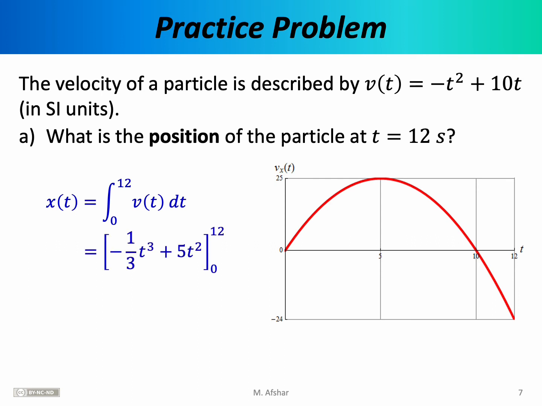We need to now take this function here and integrate it. This is a second order polynomial. Hopefully you remember how to integrate a second order polynomial. You can use the power rule for each term in the polynomial. The integral of minus t squared becomes minus t cubed divided by 3. And the integral of 10t becomes 10t squared divided by 2. And that gives me 5t squared. So the integral is minus 1/3 t cubed plus 5t squared. And then, of course, don't forget the limits of integration. The limits are 0 and 12.